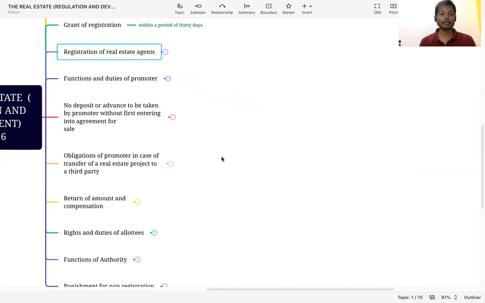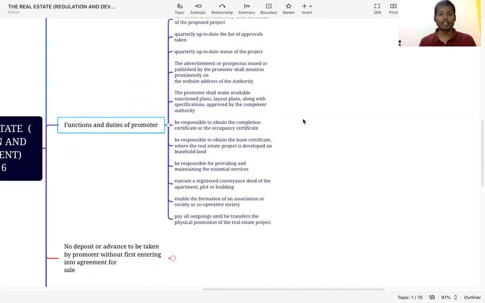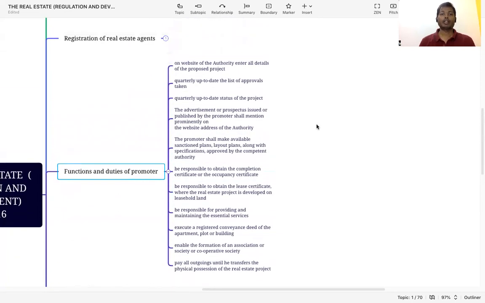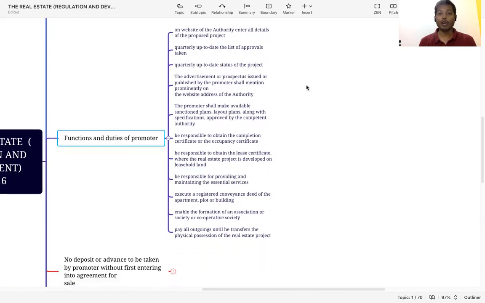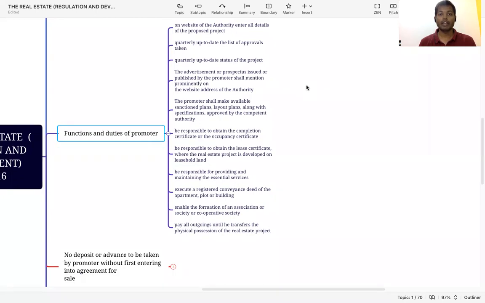There are some functions and duties of the promoters or builders or developers, and we will see one by one what are the different types of duties of the promoters. The first, promoters need to enter all the details of the project on the RERA website. That is an ongoing project, and every quarter, they need to update the details. So quarterly update the list of the approvals taken, that also is to be mentioned on the RERA website. Quarterly update the status of the project.